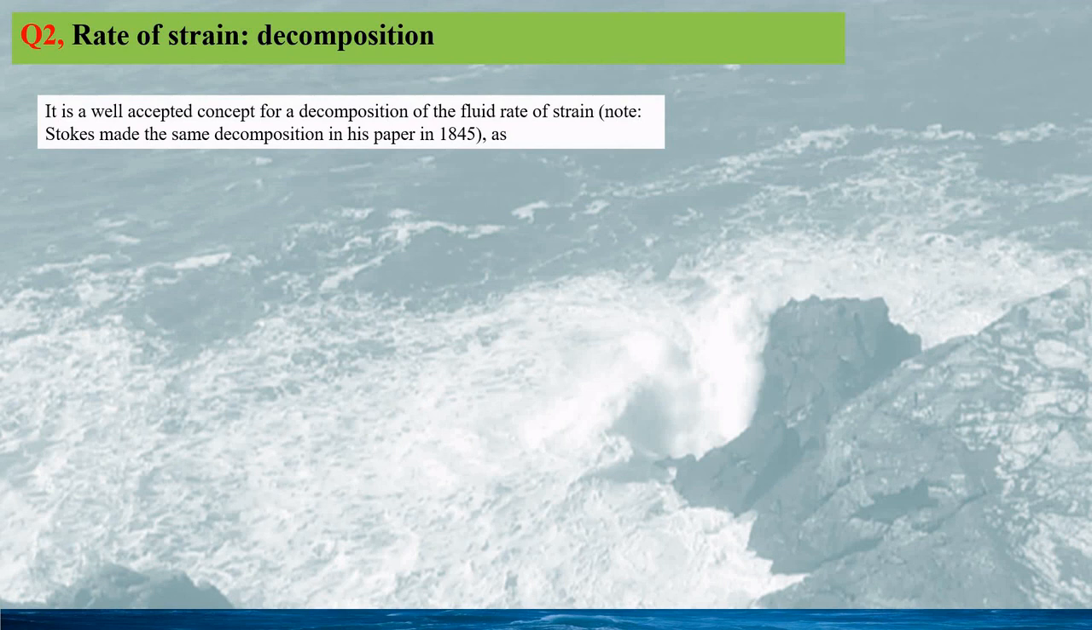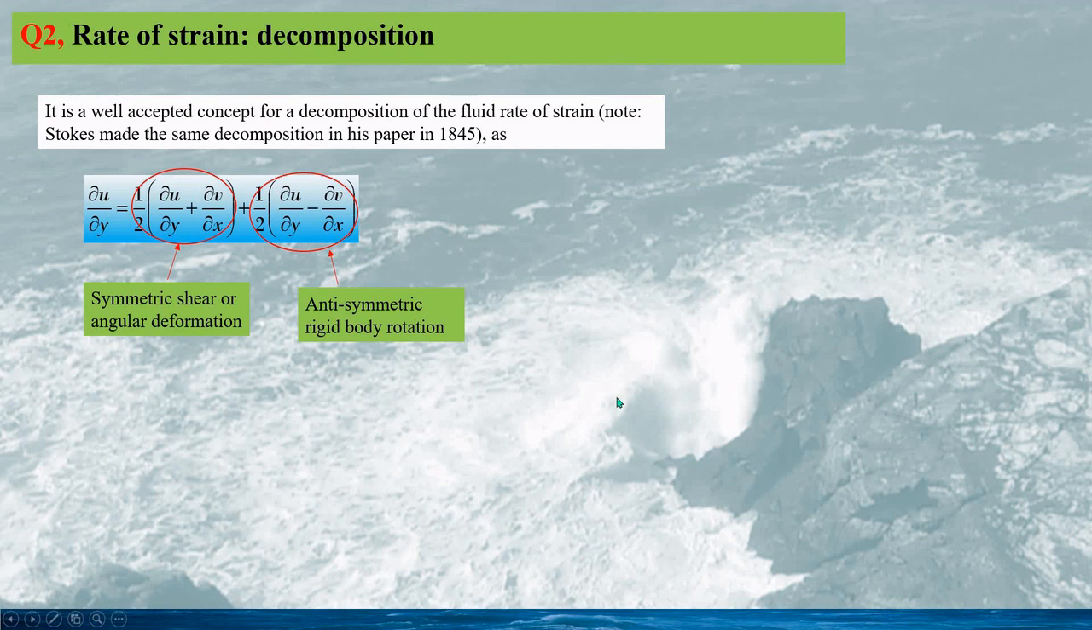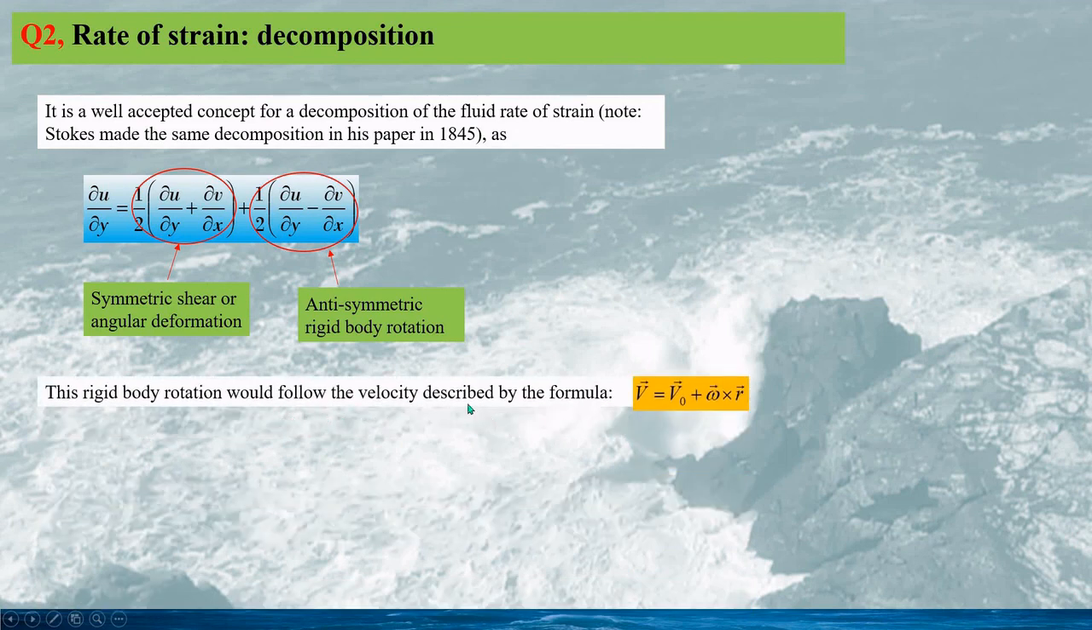For the rate of strain in fluids, it can be generally decomposed into two parts, as this. Stokes himself did the same decomposition in 1845. The symmetric part is the shear or angular deformation, and the anti-symmetric part is the rigid body rotation. Based on the principle mentioned in the previous slide, the rigid body rotation would follow the velocity description by this formula.